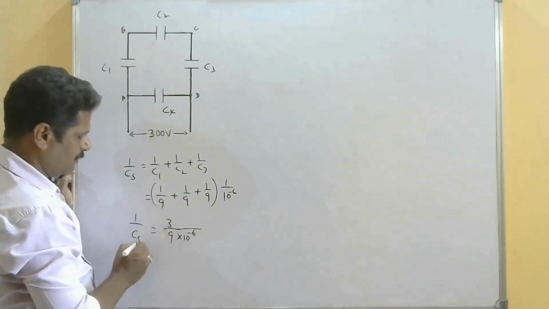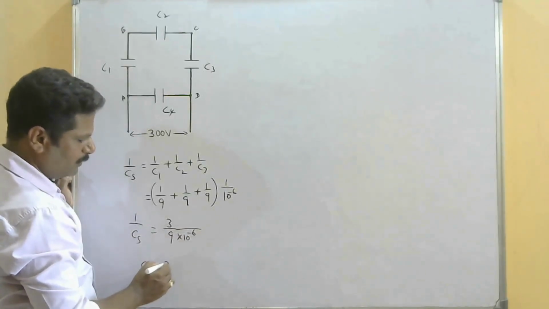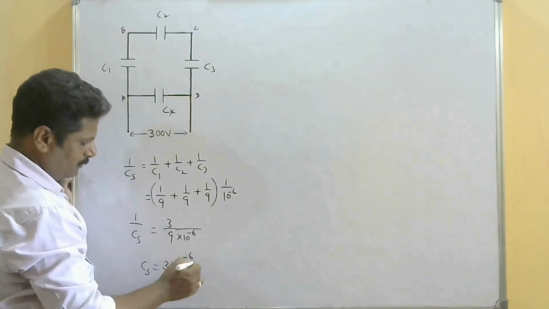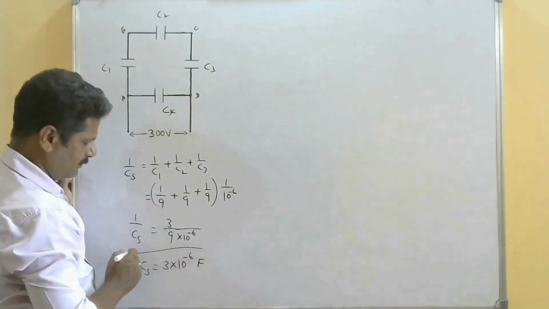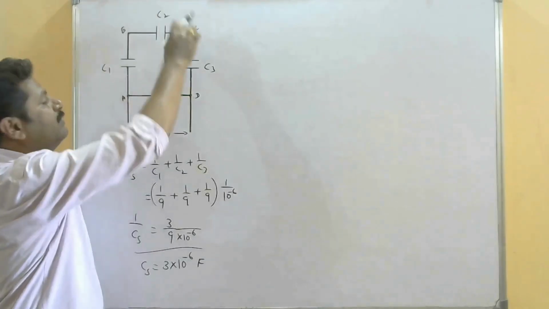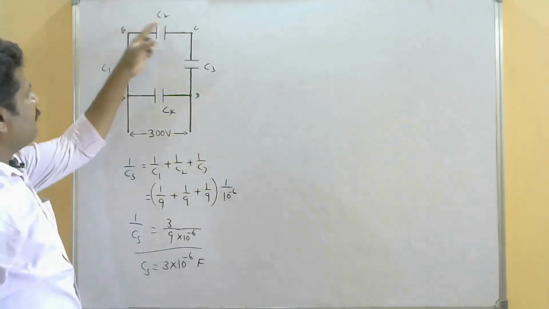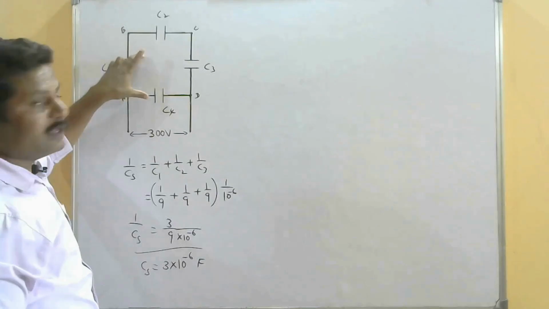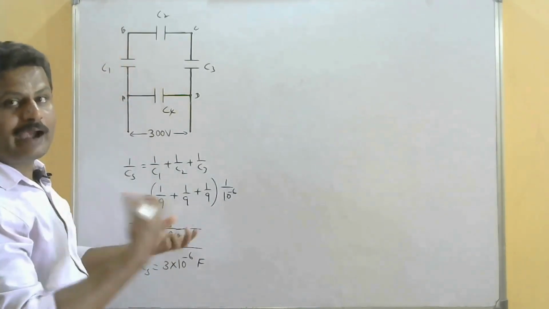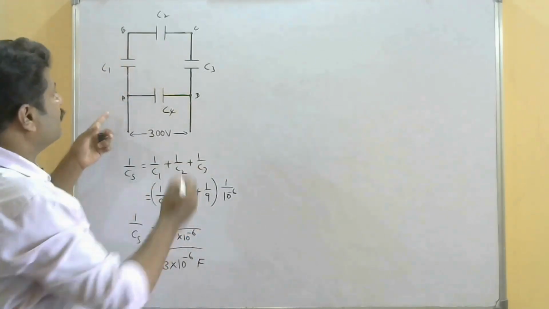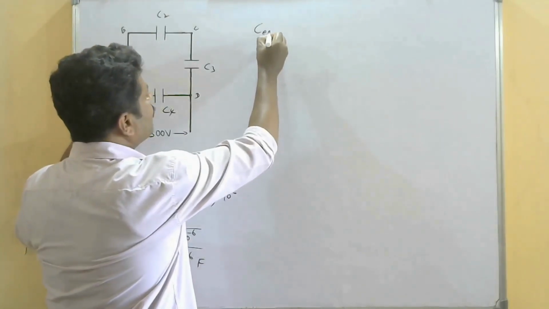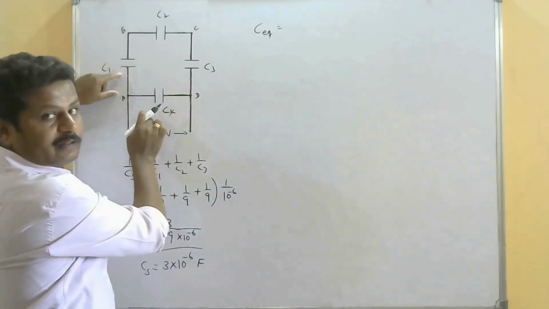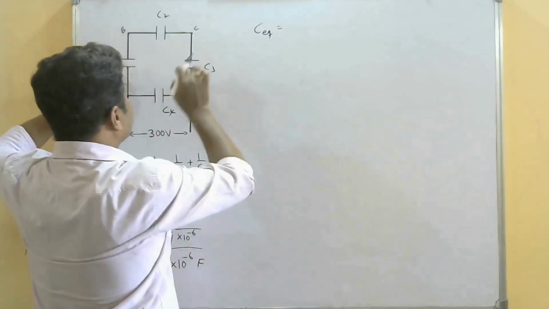So 1 by Cs is 3 by 9, that means Cs is equal to 3 microfarad. This is the Cs of the branch A, B, C, D. But you see that this branch, A, B, C, D, as well as A, D, are connected in parallel. If the capacitors are connected in parallel, then we have to add their capacitances. So the equivalent capacitance of this network is the equivalent capacitance of this branch plus the capacitance of this branch.